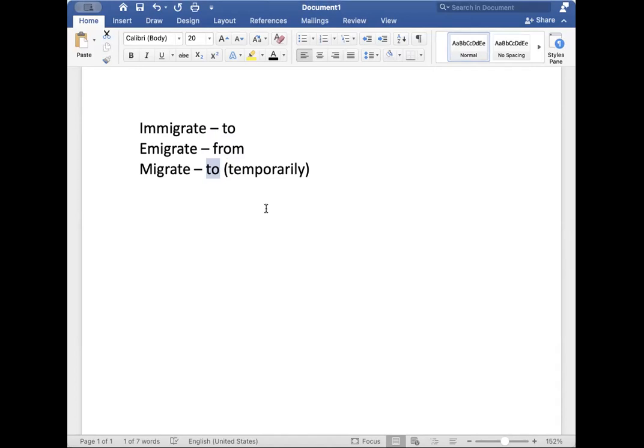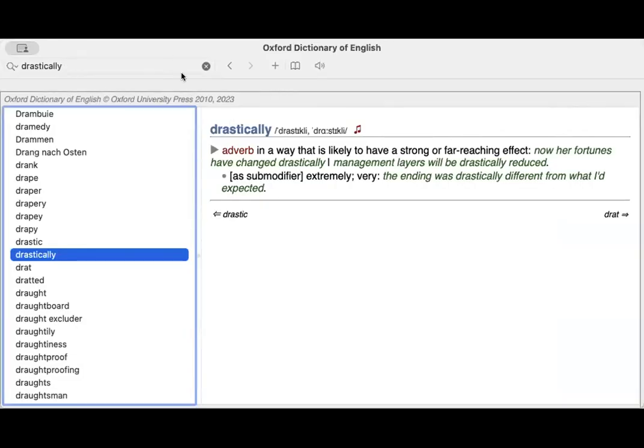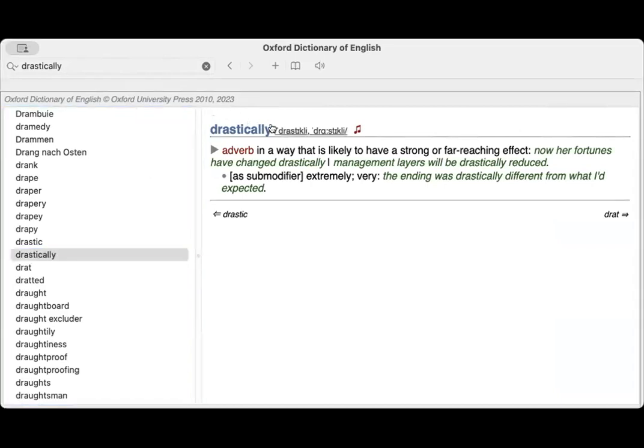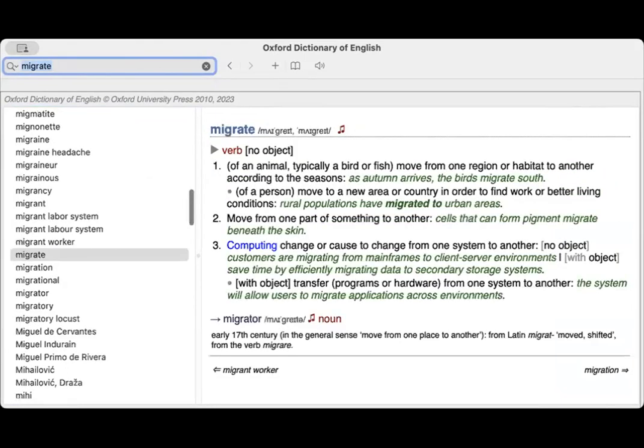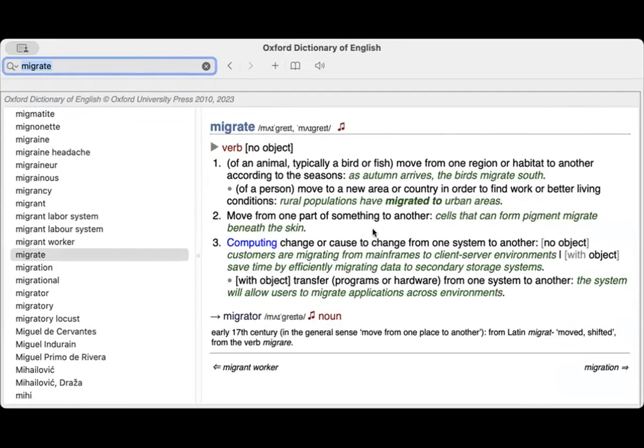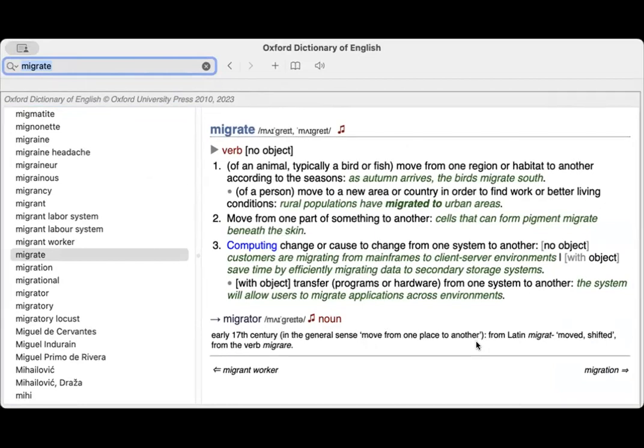Is that clear? Are the 3 words clear? Not? Then let me know. I'll make them clear. See here, let me write. Migrate. Migrate is, this is animals, birds going according to the seasons, temporary, okay? Moving one part of something to another, migrate, migrator, moving from one place to another, shifting. Migrate from, this is temporary.